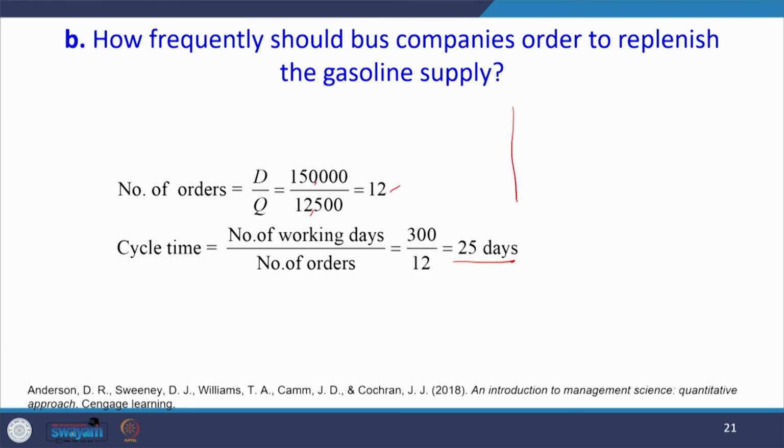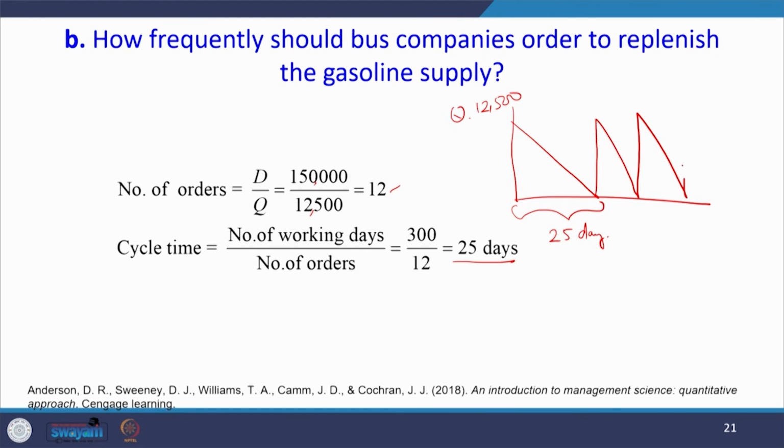So, what we have found: we know the Q star. What is the Q star? Q star is 12,500. What is the cycle time? Cycle time is 25 days. What is the number of orders? 12. So, up to 12 the number of cycles is 12. So, up to 12 cycles we have to make it. So, every 25 days you have to place the order.